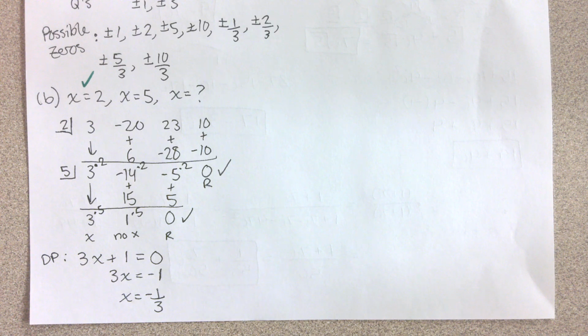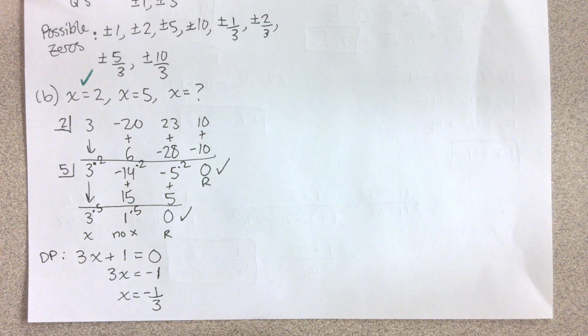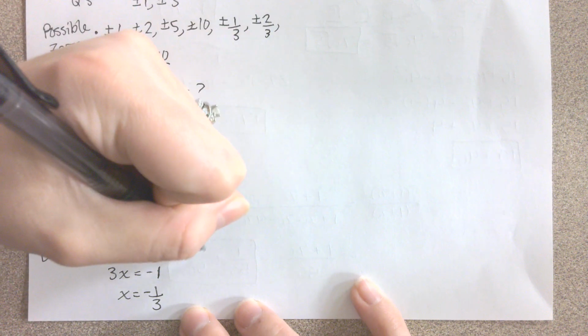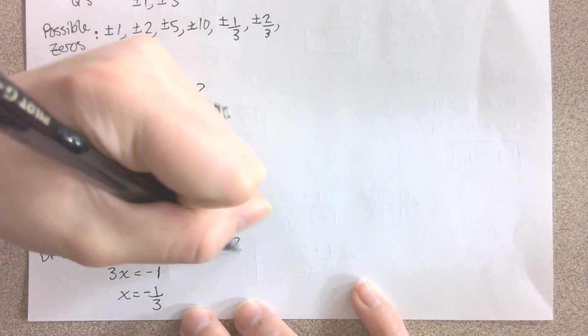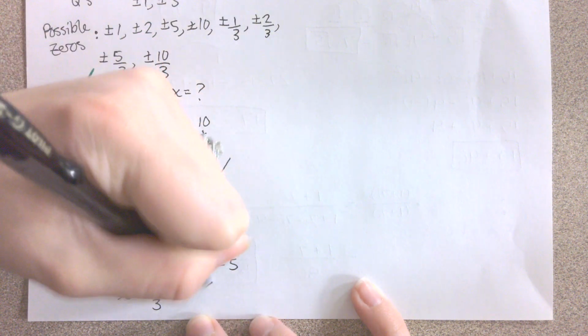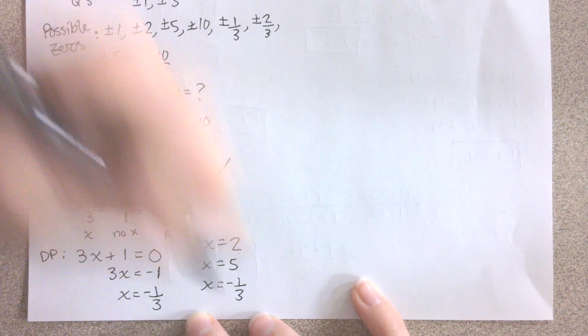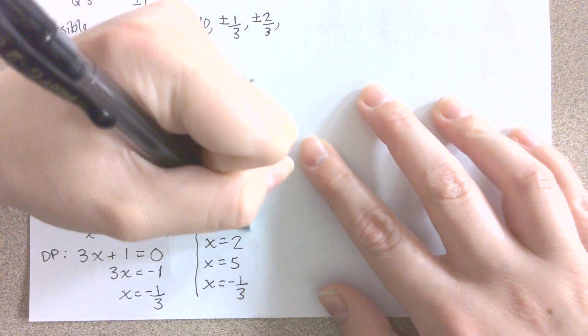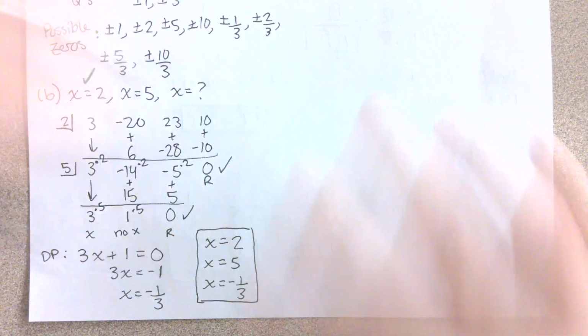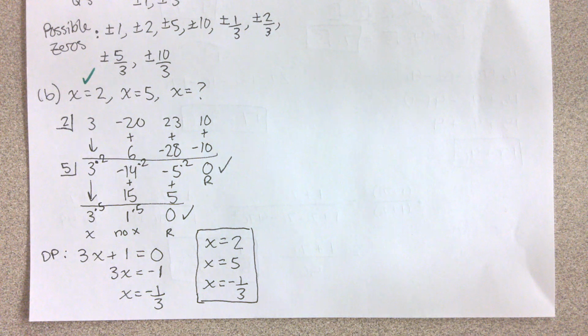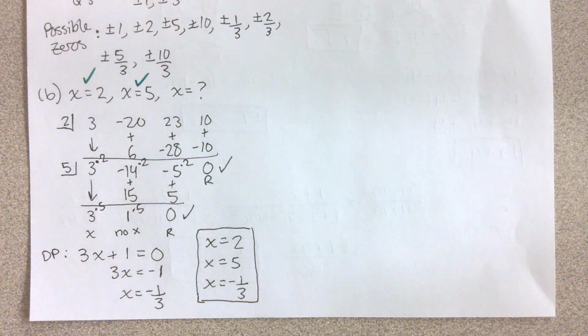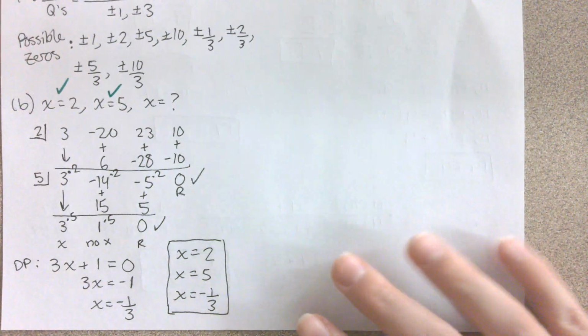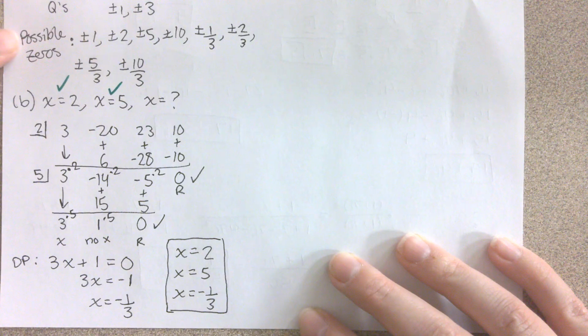So I'm going to make my final list now. So we have x equals 2, x equals 5, and x equals negative 1/3. These are the 3 zeros of the graph. I never checked off that 5 earlier after I divided by it. And there you have it, which, by the way, all three of these are in the possible zeros list.